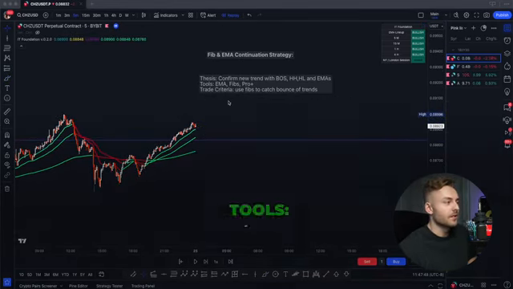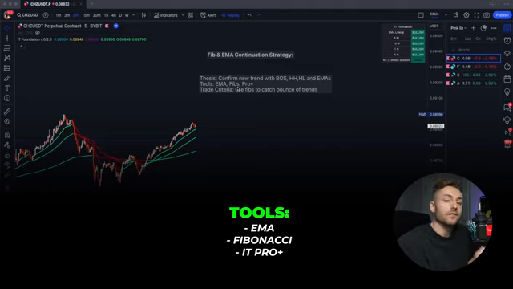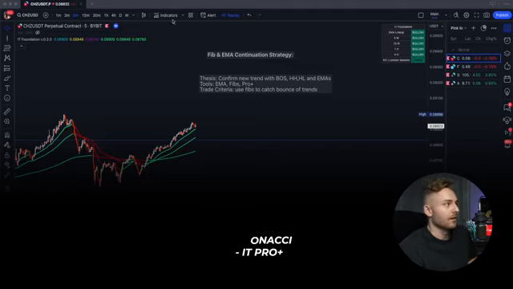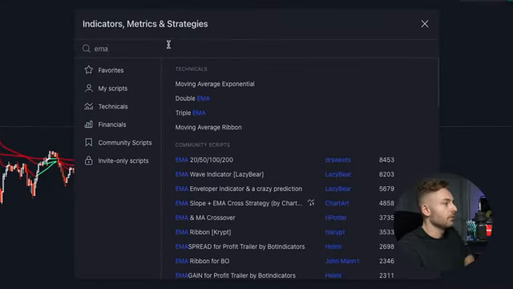All right, the tools we're going to need for this system are exponential moving averages, Fibonacci's, and something called a Pro Plus. Now, if we want to add EMAs right on chart to TradingView, you can just type in EMA and you can use the moving average exponential right on TradingView.